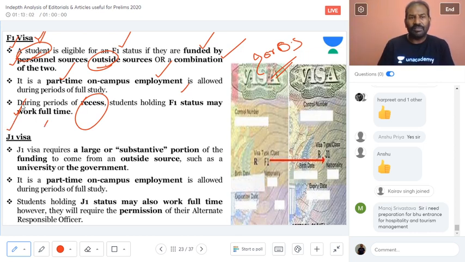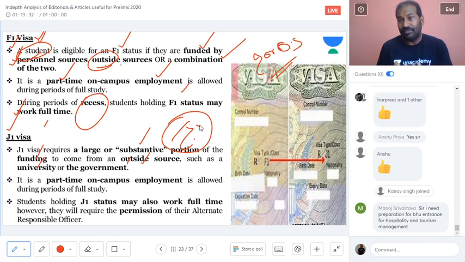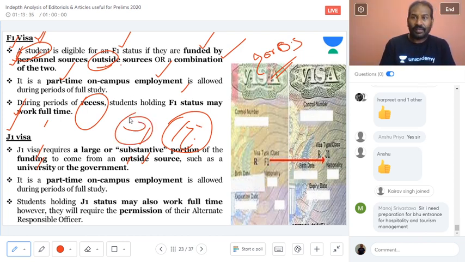And you also have the J1 visa, where a large or substantive portion is funded by outside sources. In the case of F1, we were talking about personal sources, outside sources, or a combination. But in J1, it is the outside sources who fund, such as the university or the government. So many students would wish to get into universities through J1, because they need not go ahead with personal funding; the university or the government will fund. That is the difference between the F1 visa and the J1 visa for students.